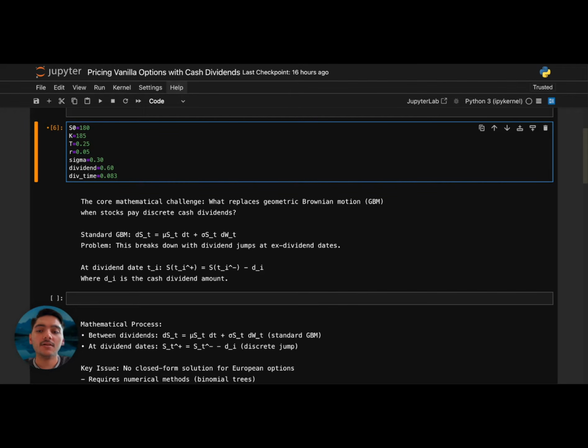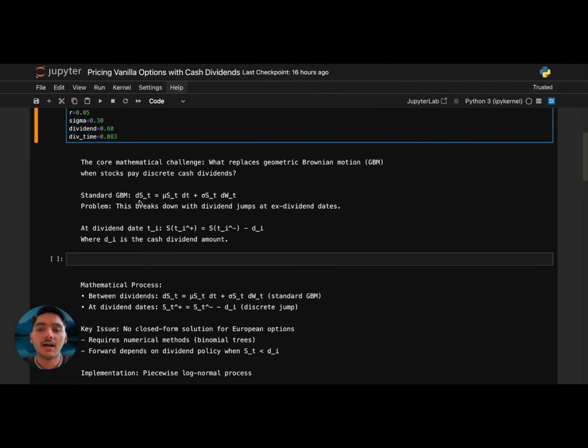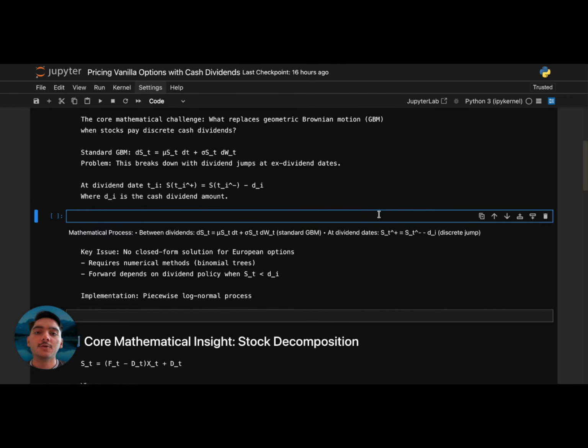So this is the core mathematical challenge. This is what will replace the standard geometric Brownian motion equation. This is the standard GBM equation, and it breaks down with the dividend jumps at ex-dividend dates. The reason is that GBM assumes continuous, smooth price movements, but dividends create discrete jumps. This mathematical discontinuity means we cannot use the standard Black-Scholes framework directly. So now let's write the code for the class dividend problem. I will explain the three approaches.